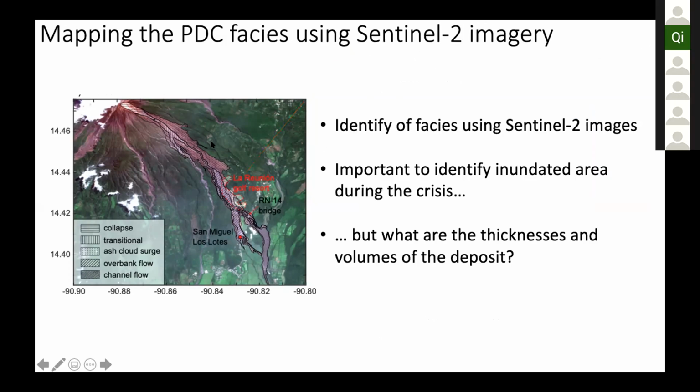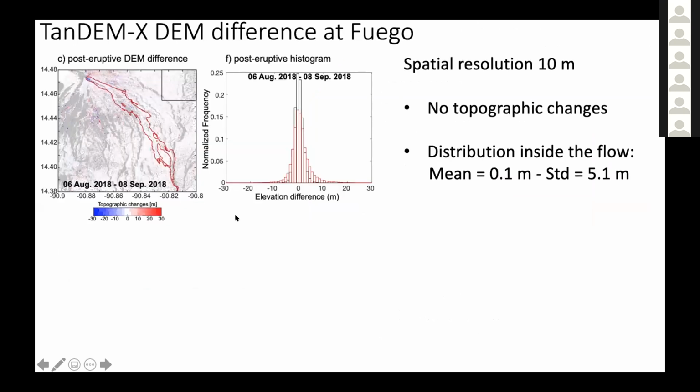So now that we have the mapping of the different parts of the flow, we want to know with TanDEM-X if it's possible to look at the topographic changes associated with these events. I generated a DEM with a spatial resolution of 10 meters, and then I made differences between different periods. First we look at the post-eruptive period, a very short DEM difference between August 2018 and September 2018, which gives a sense of the accuracy and uncertainties of the method.